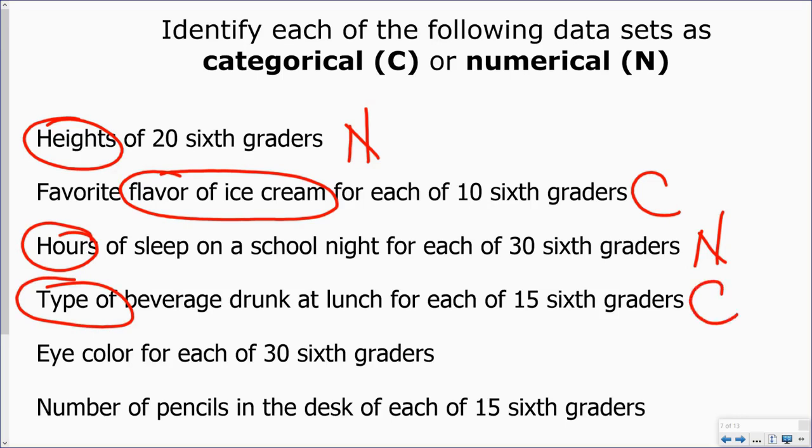Eye color for each of 30 sixth graders. Well, here we're looking at color. And so we're grouping them based on the color of their eyes, whether they're blue or green. And so that would be categorical data. And then number of pencils in the desk of each of 15 sixth graders. Well, again, talking about numbers, so something we can count. And so this would be numerical data.